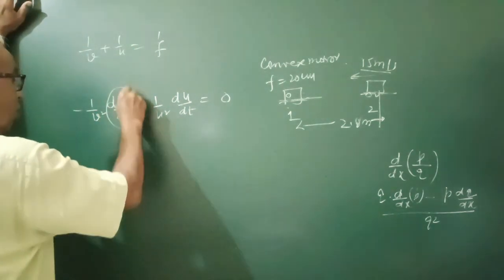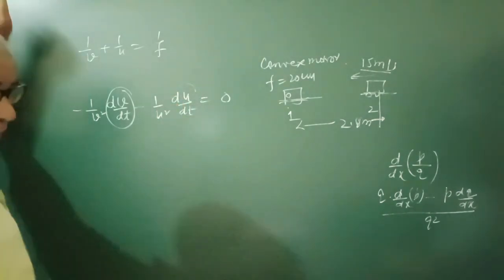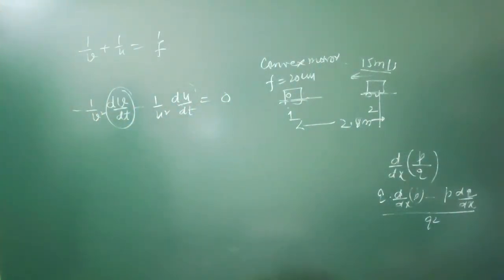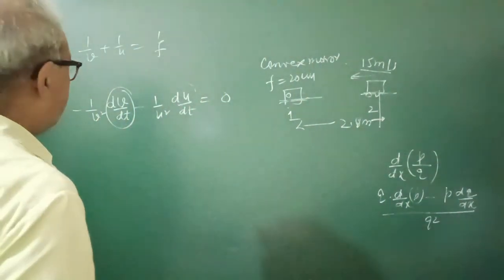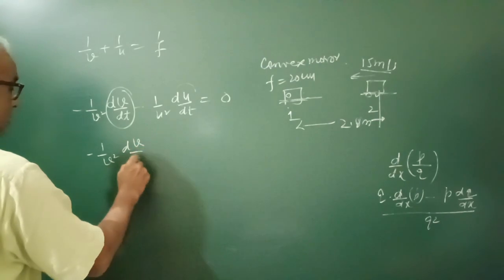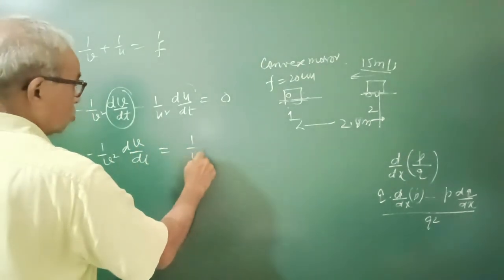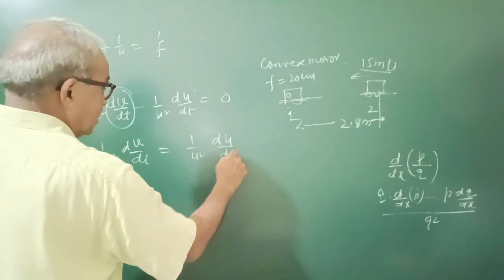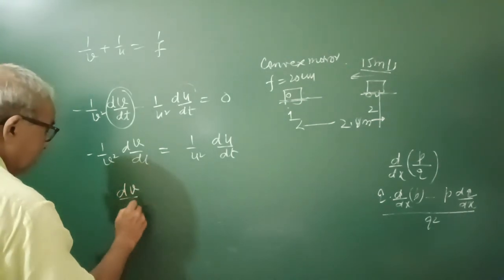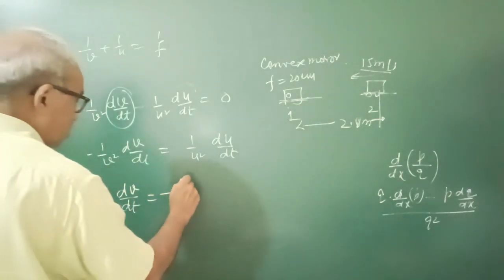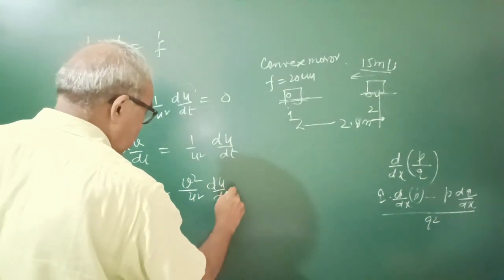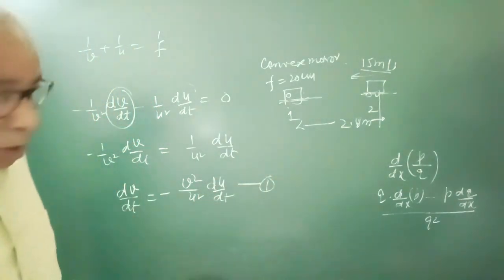dv over dt represents the velocity of the image. du over dt represents the velocity of the object. From here, 1 upon v square into dv over dt is equal to minus 1 upon u square du over dt, or dv over dt is equal to minus v square upon u square du over dt. This is one equation.